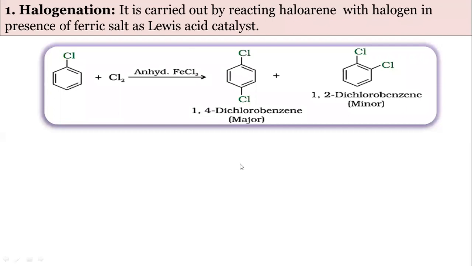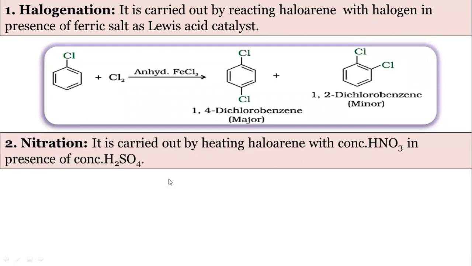See, this chlorobenzene is an ortho-para directing group. 1, 2 position is ortho and 1, 4 position is para. So we get 2 products in the reaction. This is major and this is minor, because there is no steric hindrance at the 1, 4 position. At 1, 2, there may be steric hindrance, so it is minor and this is major. In all the reactions, we get 2 products here.